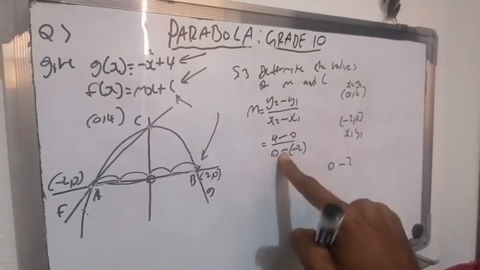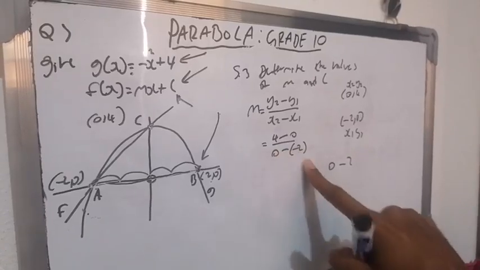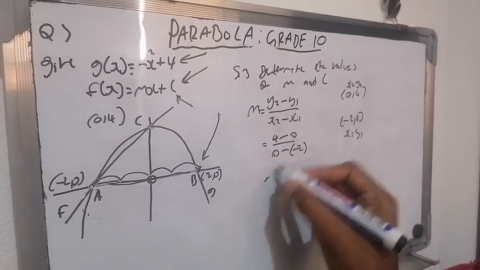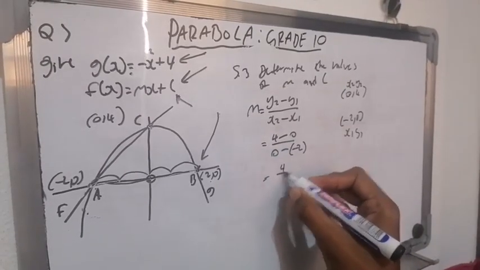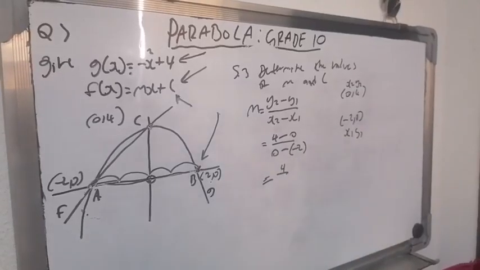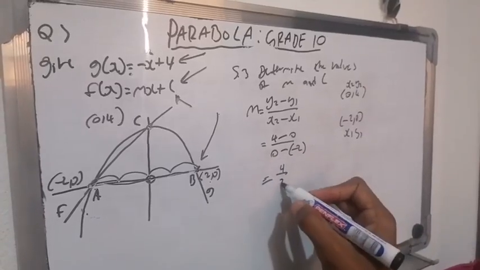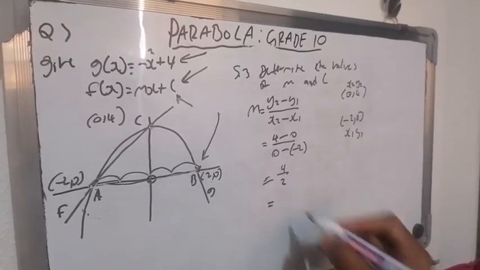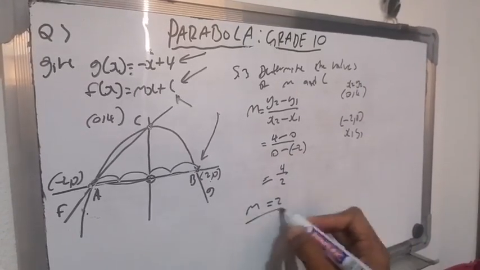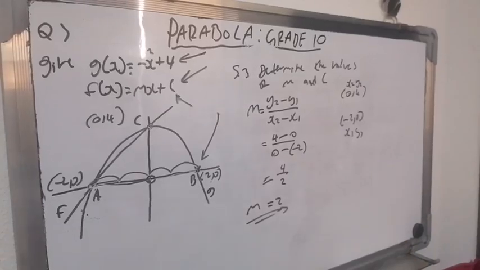0 is subtracting a negative 2. Don't mess it up, okay? So 4 minus 1, it will be 4. Use a calculator, because if you use your head you may get it wrong. Just use your calculator for confirmation. If you use a calculator here, it's going to give you 2, okay? Then that means the gradient, the m that they're looking for, will be 2, okay?